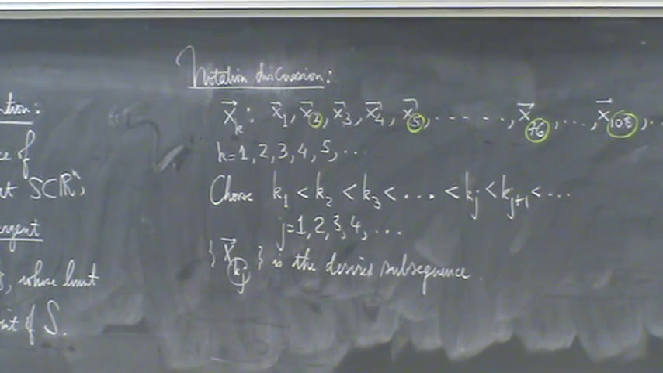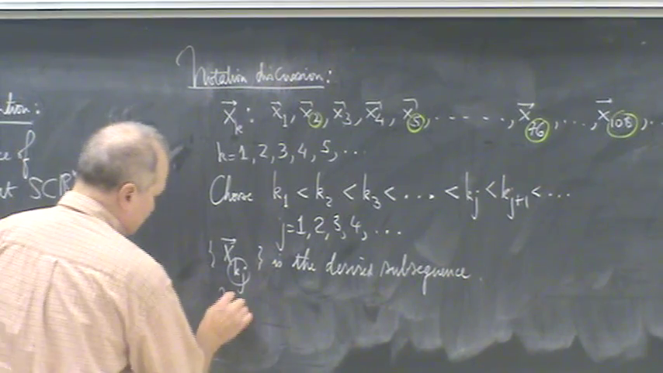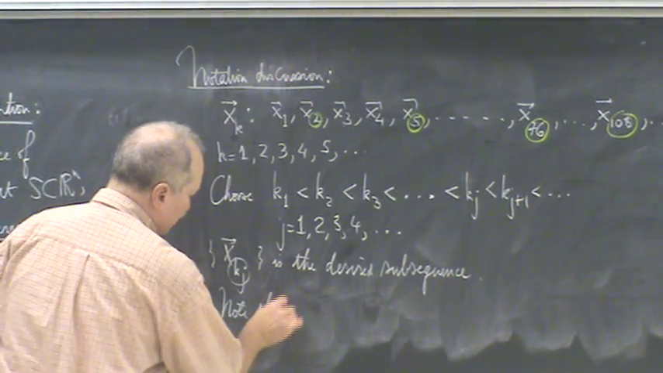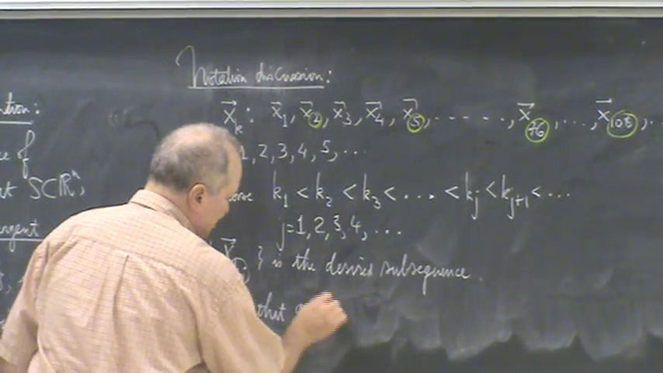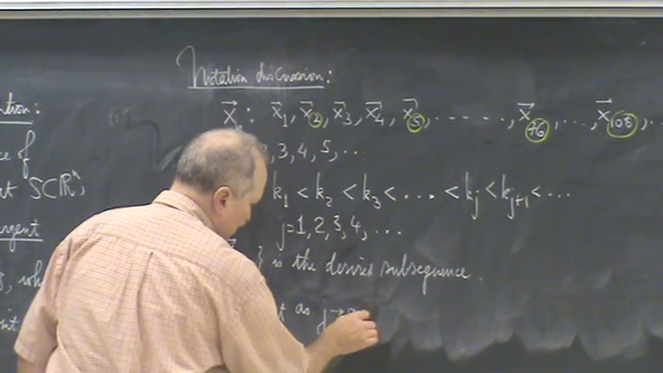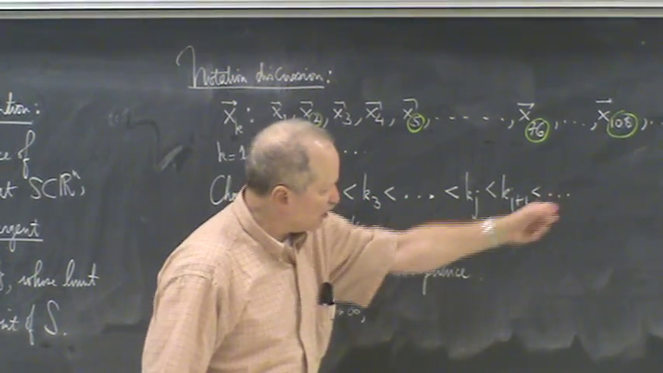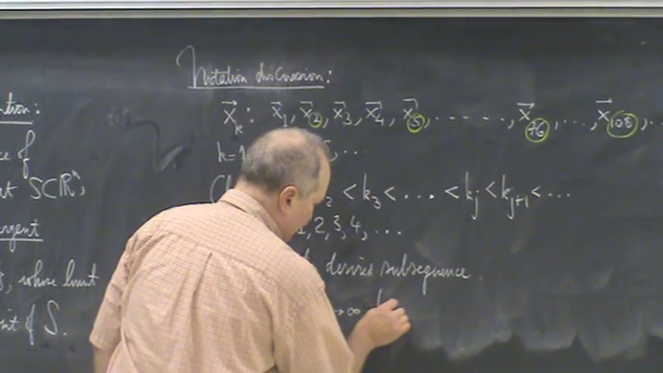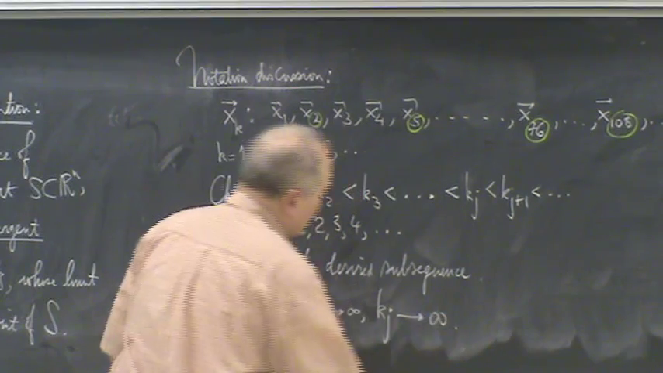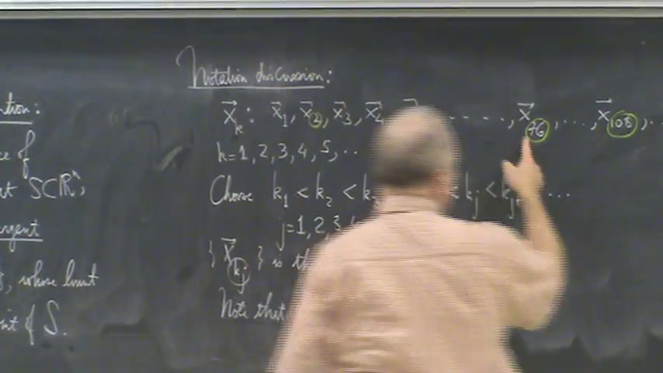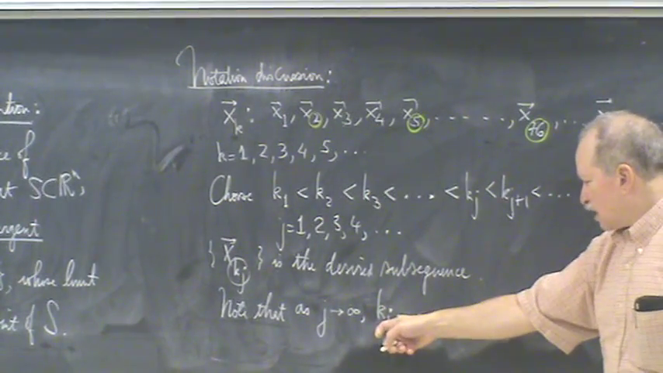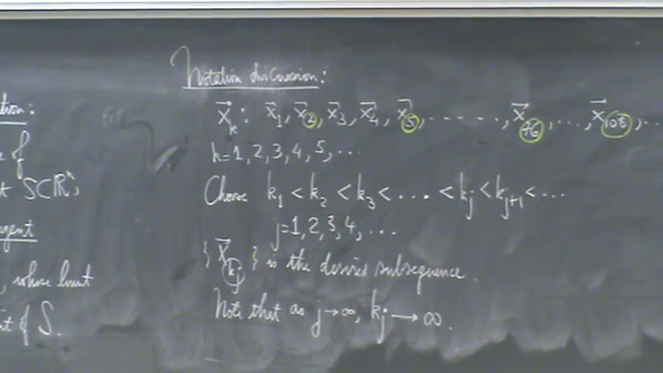Now it's worth commenting that, we'll use this later, note that as j gets bigger and goes off to infinity, because the integers keep getting bigger and bigger and bigger, of course, the terms you've chosen in the original sequence, those subscripts have to go up to infinity.